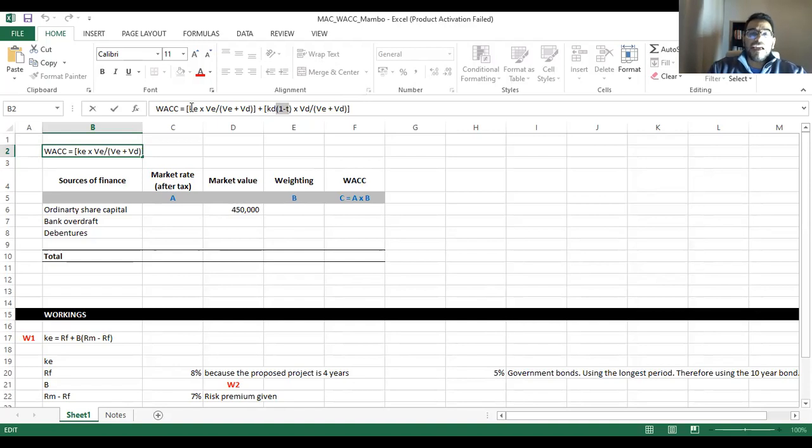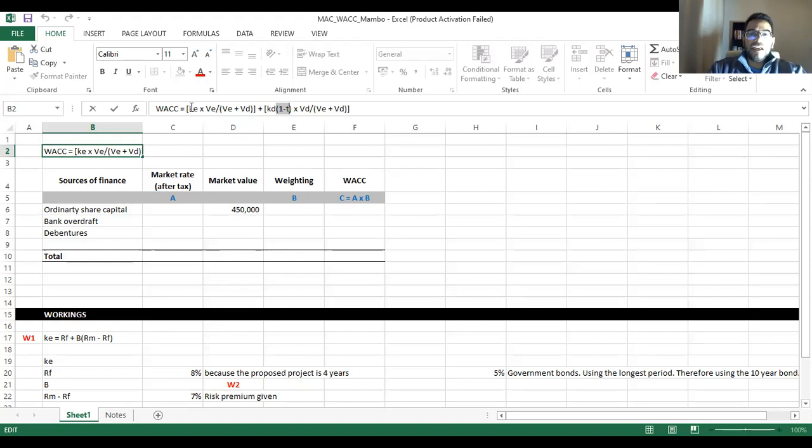Now, in many countries the tax authorities provide a tax deduction for interest paid, but do not provide a tax deduction for dividends paid. That is why the cost of finance for debt is after tax, whereas for equity there's no tax deduction. The third thing we want is the weighting.